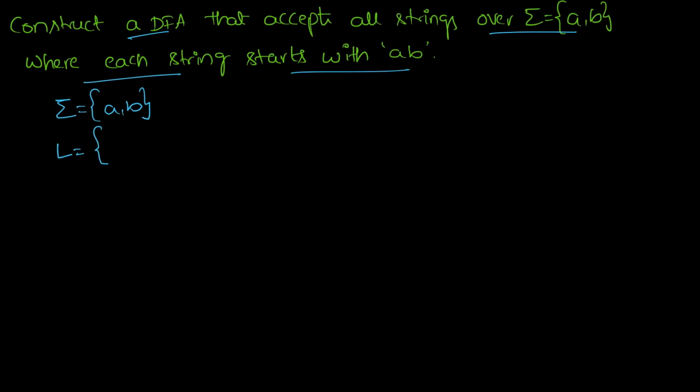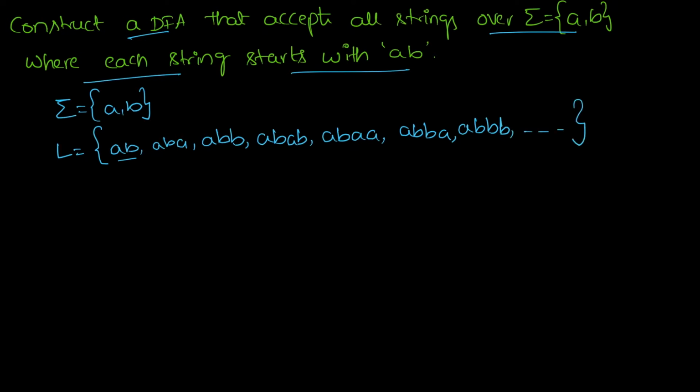Let's write down the set of all strings in this language. So AB is the minimal string which is in this language. So the strings are AB, ABA, ABB, ABAB, ABAA, ABBA, ABBB, and so on.